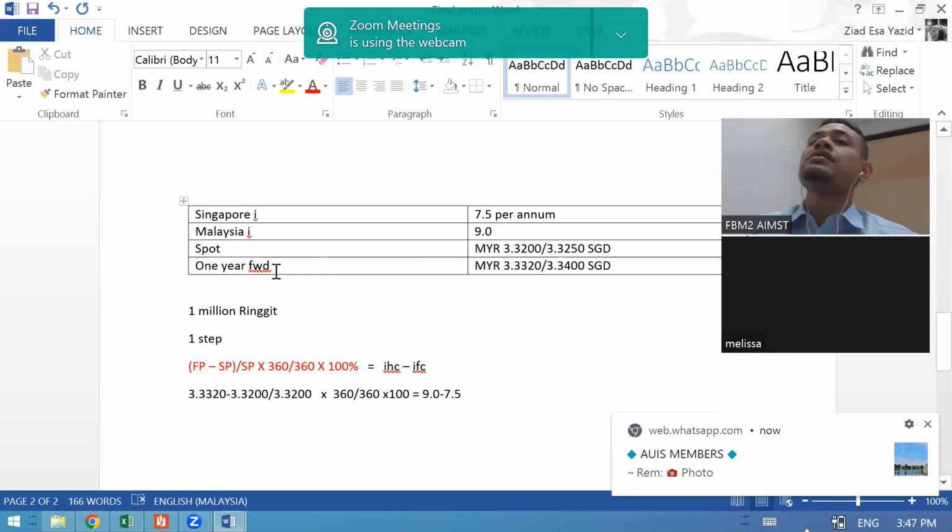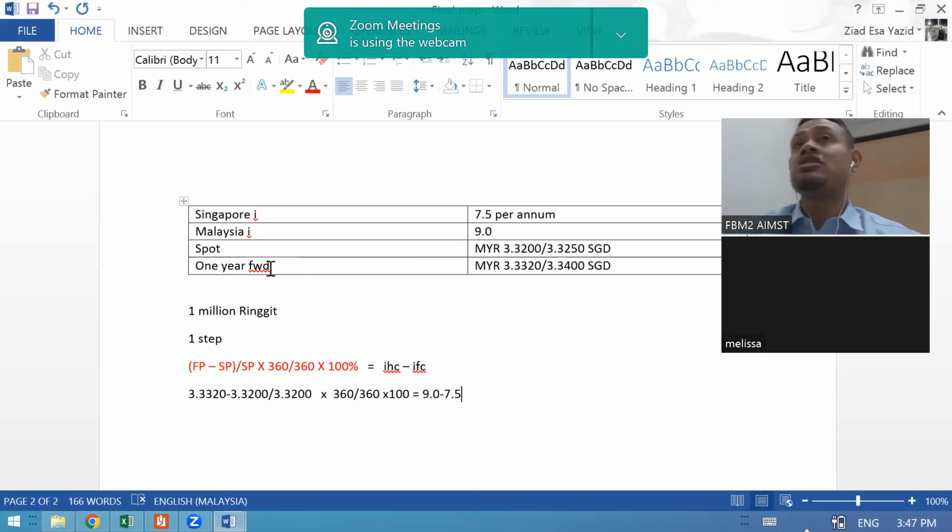Let's say if it is 6 months, you need to bahagi 2. Let's say if it is 3 months, kalau 3 months you nak kena bagi dengan 4 lah. Divided by 4 because it's quarterly. There are 4 three-month periods in a year. But this one is much more straightforward, you just tak payah bagi-bagi lah because it is 1 year forward.